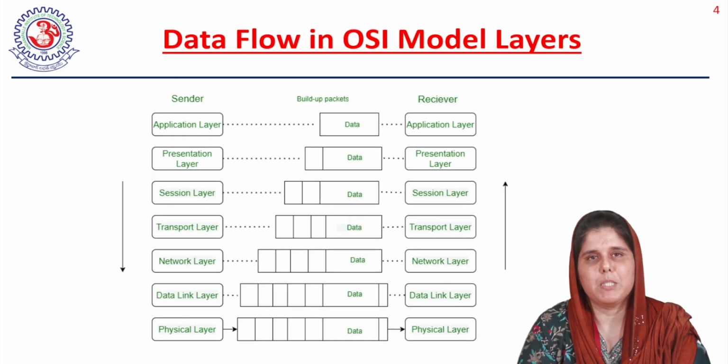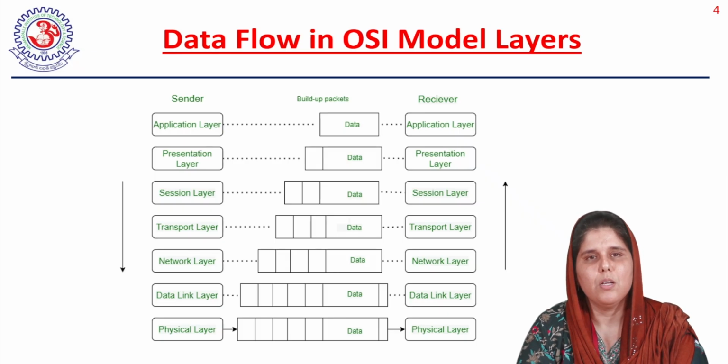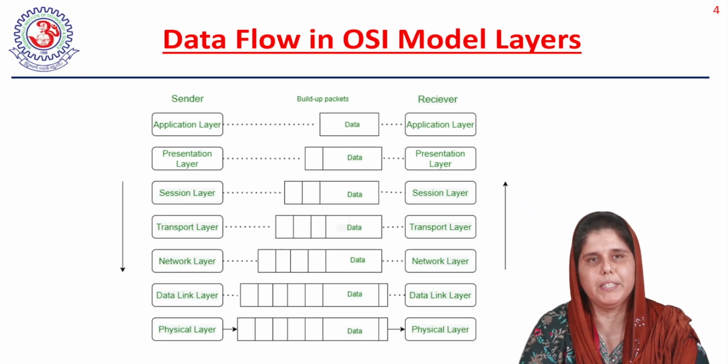This diagram explains how the data flows in the OSI model using 7 layers. So there are 7 layers in the OSI model. The first layer is the physical layer, followed by the data link layer, network layer, transport layer, session layer, presentation layer, and finally the application layer. On the sender side, it works in a top-down manner. That is, from the application layer, it moves down and reaches the physical layer.